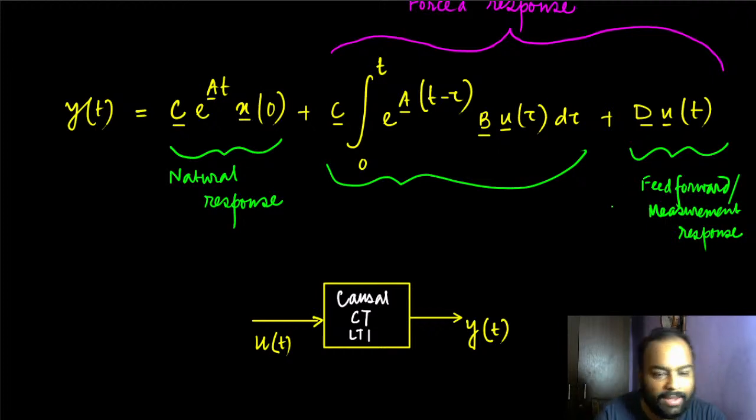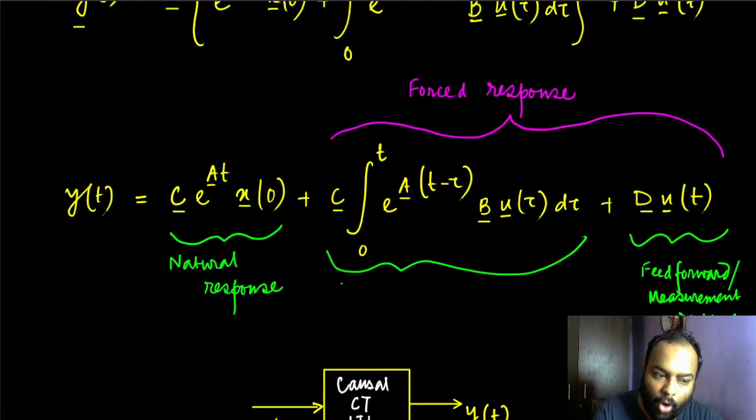Just keep in mind this is simply called the feed forward response. And this part of the forced response is called the system response, because the system is involved here directly, dynamically. Or sometimes some people just directly call this one the forced response.